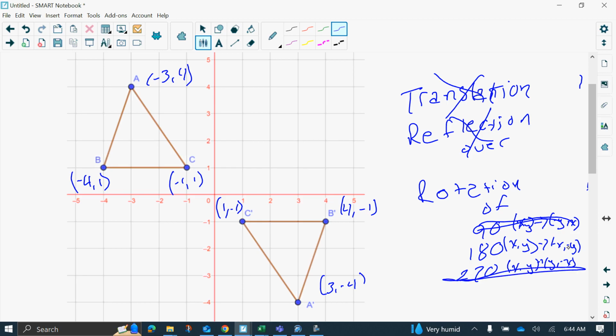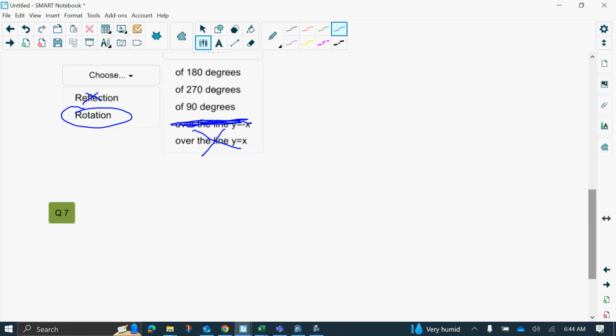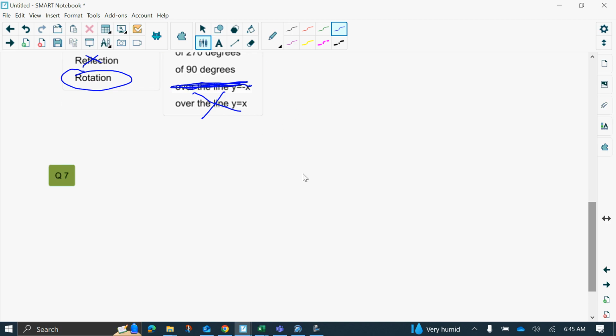180 says we just change the signs and don't switch the order. Well, we didn't switch the order. Negative 3 became positive 3, positive 4 became negative 4. So it's 180. Okay, so look at your coordinates and see what's happening.